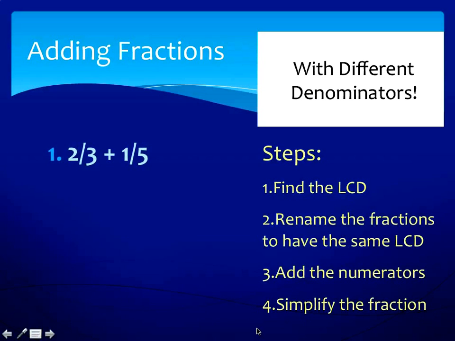All right, let's move on to when the denominators are not the same. Okay, these are a little trickier. If you look over to the right here, you will see the steps that we need to take. The first thing we're going to do is find the least common denominator. So that means I need to look at the denominators that I have, and I want to find a number that they have in common, or a factor that they have in common.